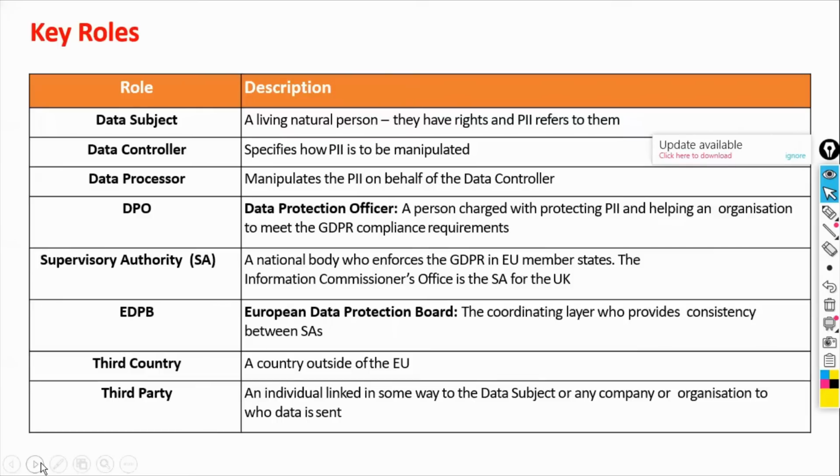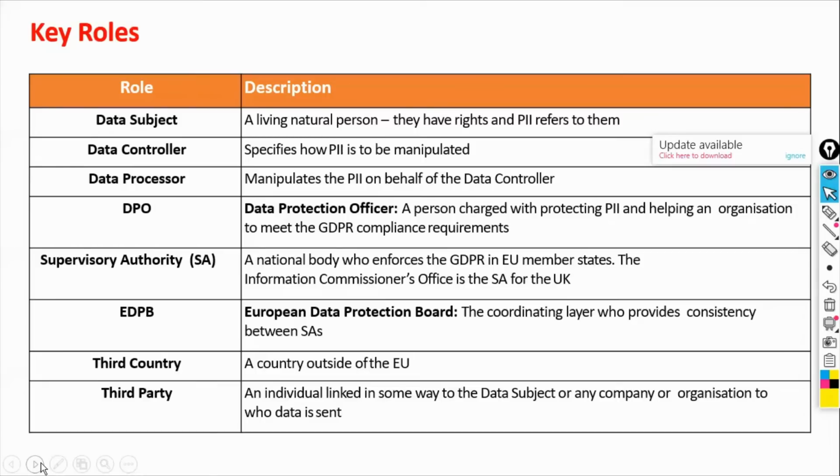Who would be the data controller here? Those who are directly collecting the data would be the data controller. Another term is the data processor. What is the data processor? Those who are processing the personal information of a user on behalf of a controller would be a data processor.